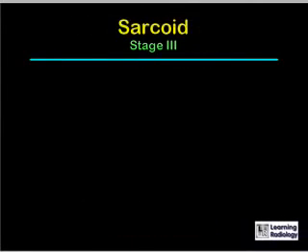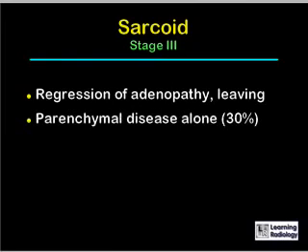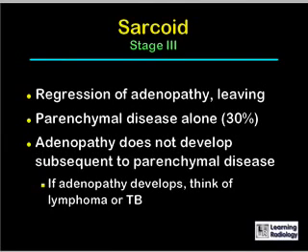Stage 3 sarcoid represents the regression of the adenopathy, leaving only the parenchymal lung disease. Generally speaking, adenopathy does not develop subsequent to parenchymal lung disease, and if adenopathy does develop, at that point you should think of either lymphoma or tuberculosis.